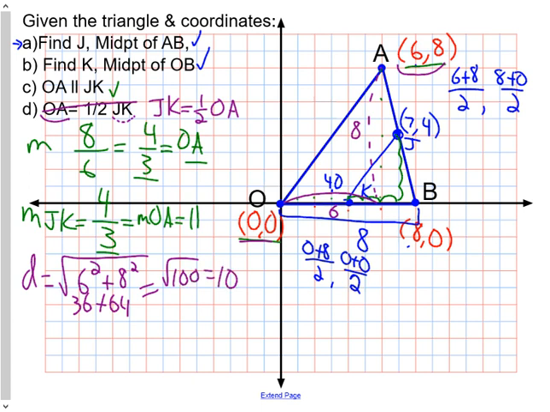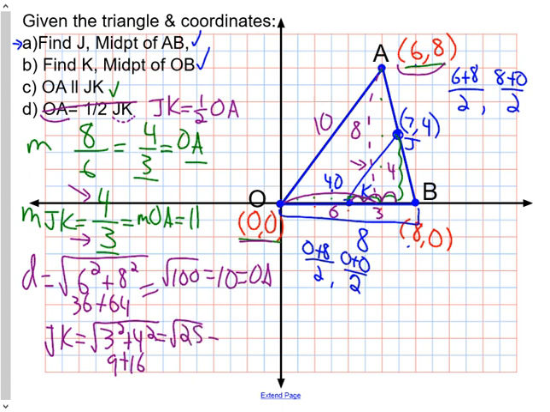Now we're doing the same thing with this other line right here. We're going over 3, up 4. Where did we have those numbers before? And the same idea. It's labeled here quick. This is OA. JK, same idea, but with 3 and 4. Square root of 3 squared plus 4 squared. 9 plus 16 is 25. Square root of 25 is 5.